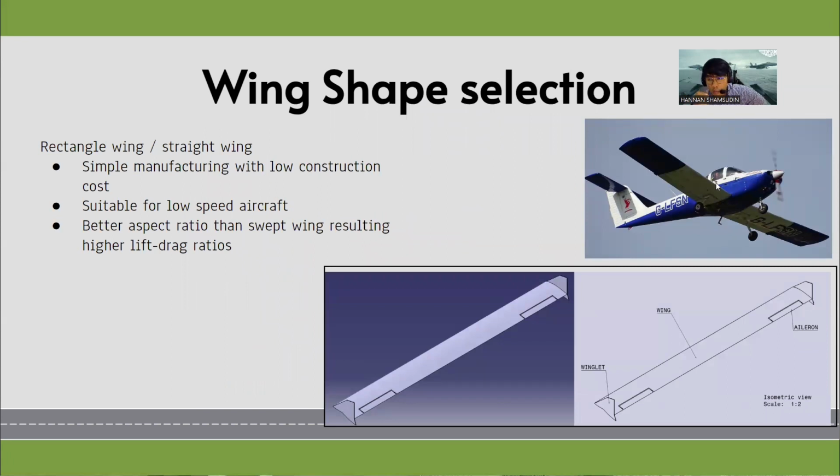So we choose a rectangle wing or straight wing because of the simple manufacturing and the simple design as well as the low cost that will result in a low construction cost. So this is suitable for low speed aircraft, especially for our civilian aircraft. And this kind of wing will have a better aspect ratio compared to swept wing. And if you can see on the illustration below, we incorporate the winglet because we would like to reduce the induced drag that is quite high in the rectangle wing.